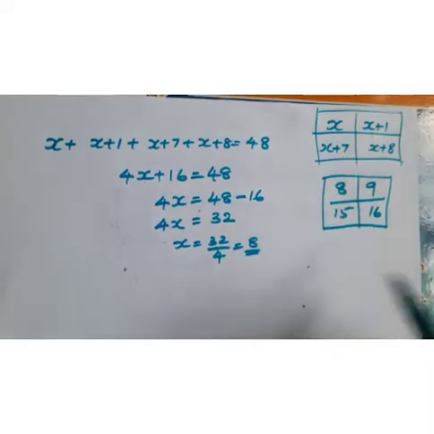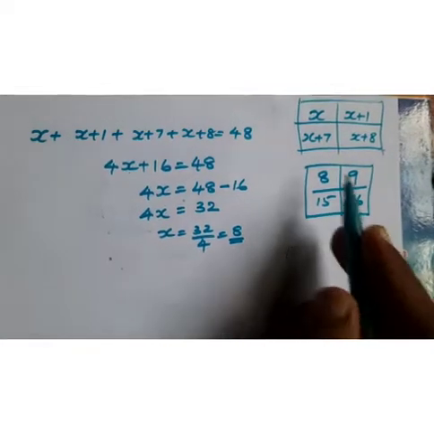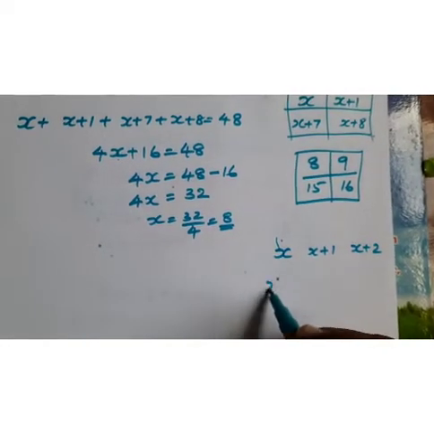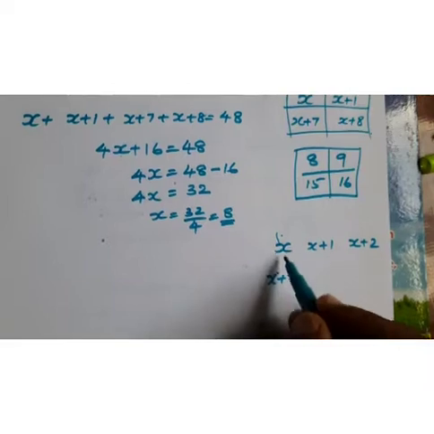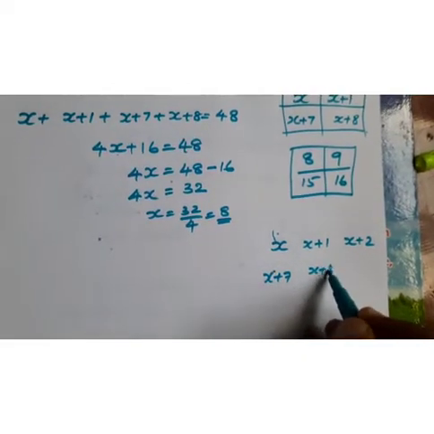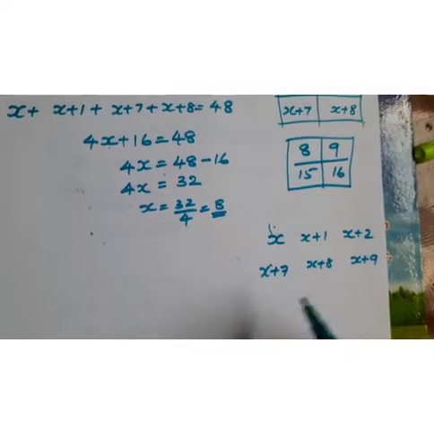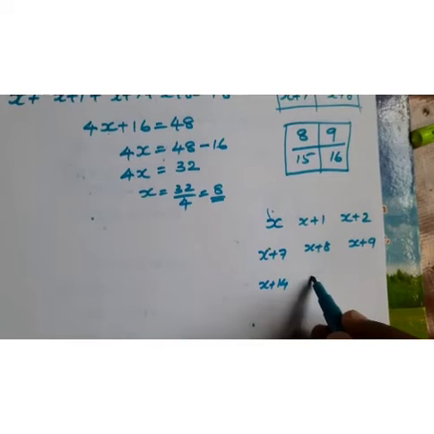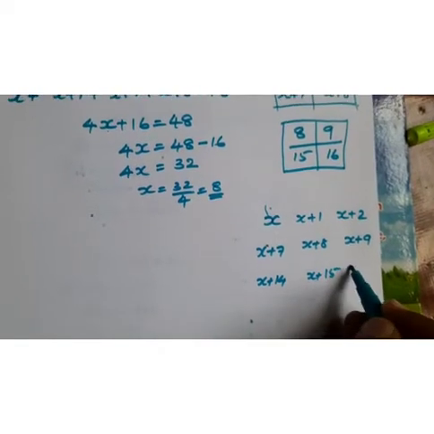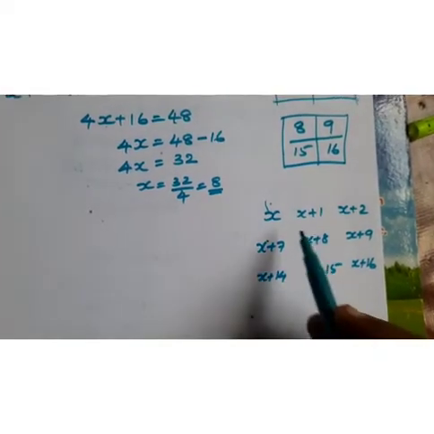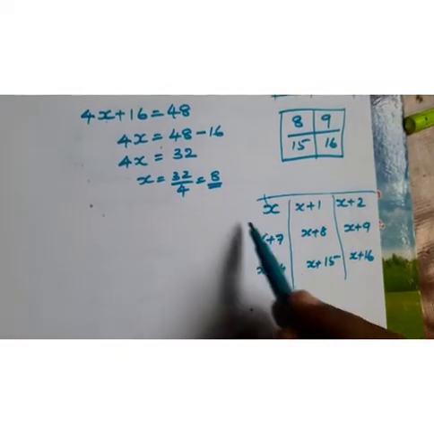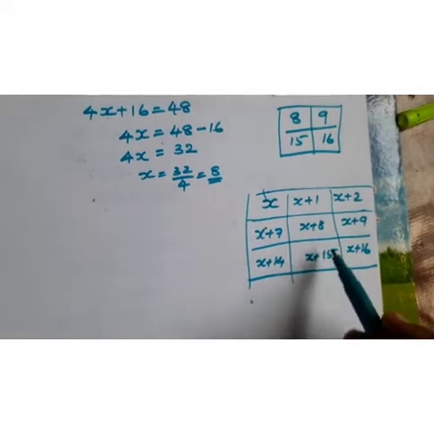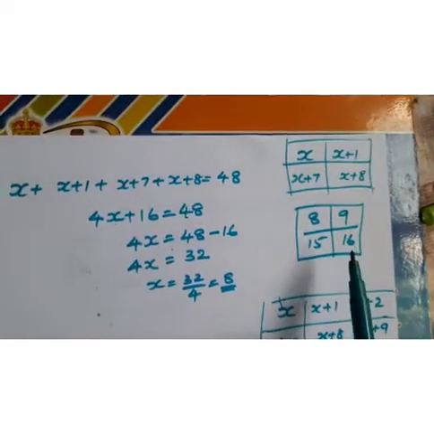And if it is 9 numbers, it should be x, x plus 1, x plus 2. The next number is x plus 7, since 1 week has 7 days. So x plus 7, x plus 8, x plus 9. Then again 7 is added: x plus 14, x plus 15, x plus 16. So this is the square of 9 numbers. 9 numbers, it will be like this; 4 numbers, it will be like this.